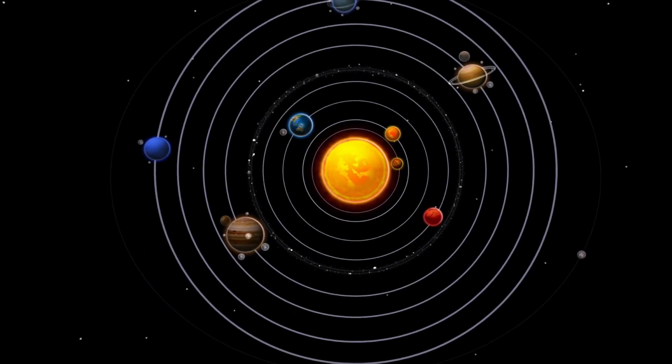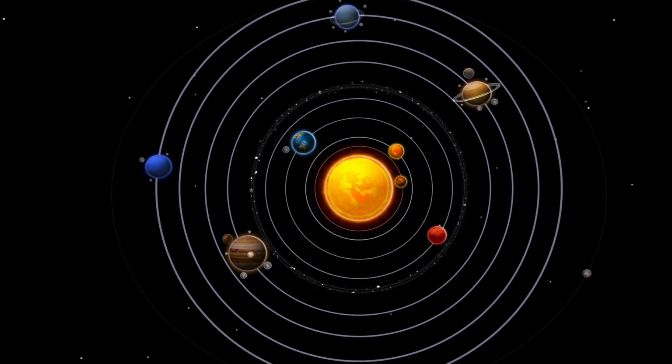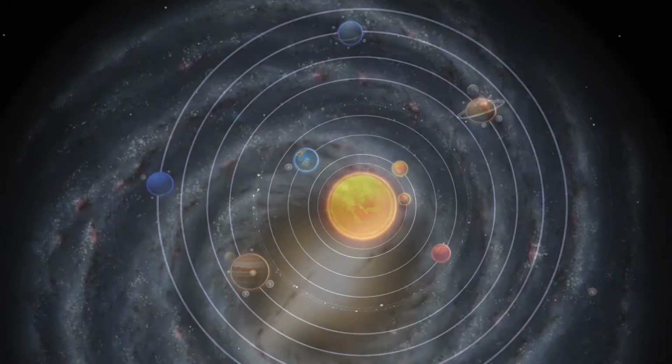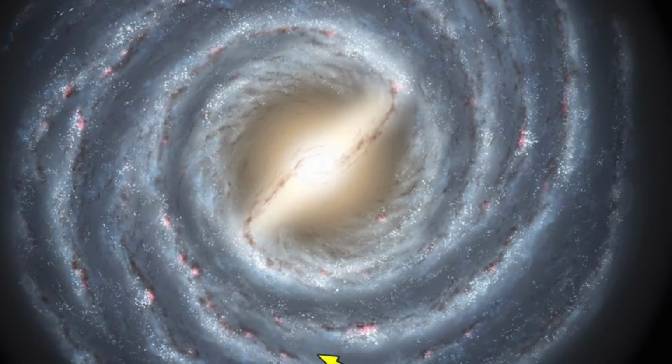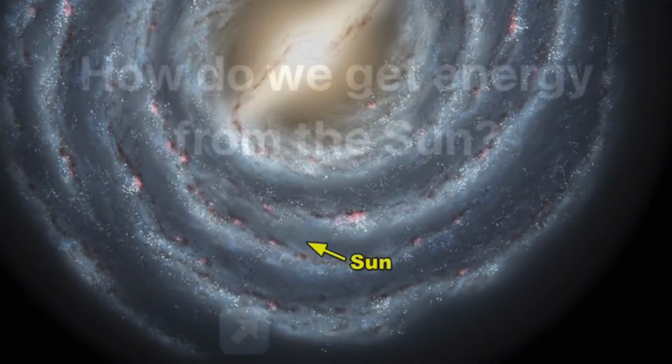The sun is at the center of our solar system, all the other planets orbiting around it, but it is actually not the center of our galaxy. It is off a little bit to the side.